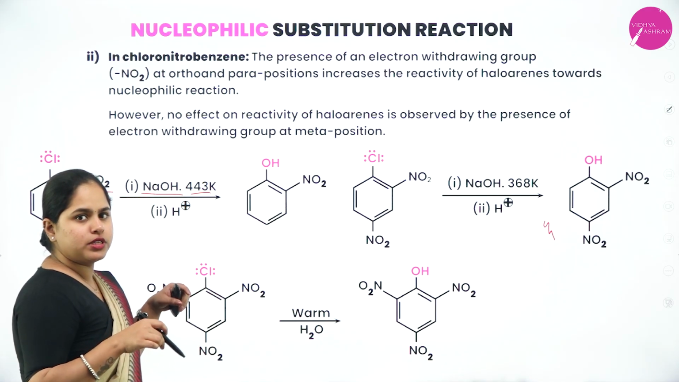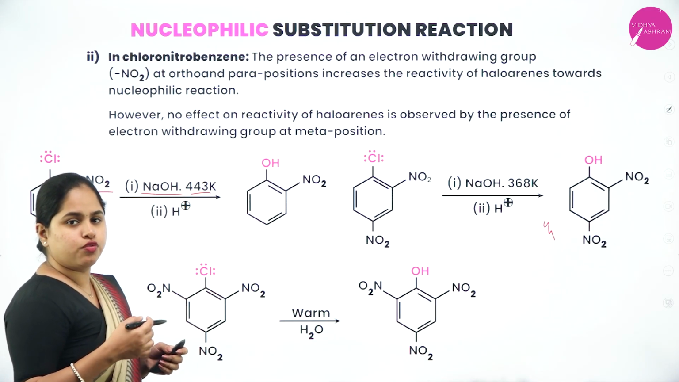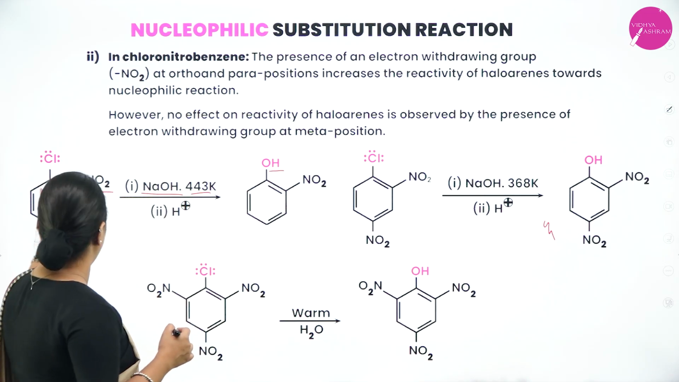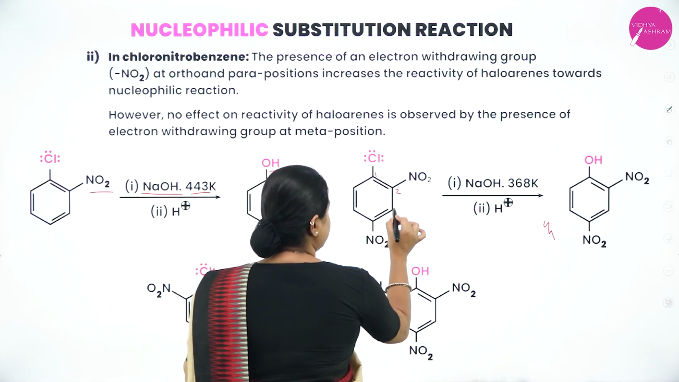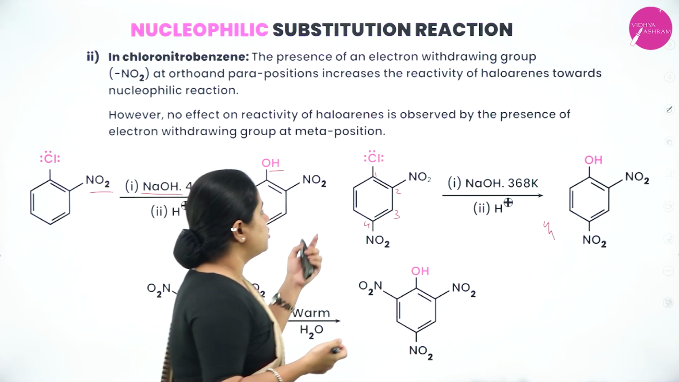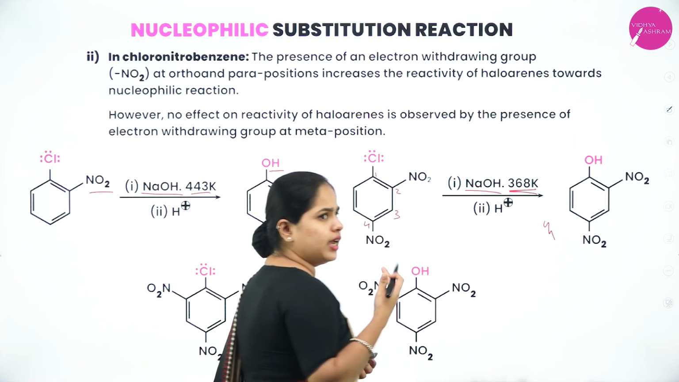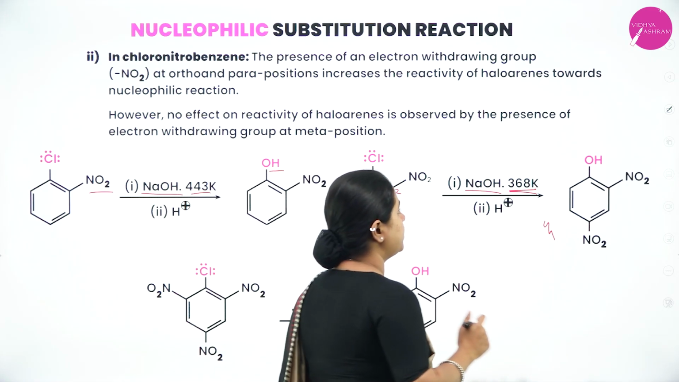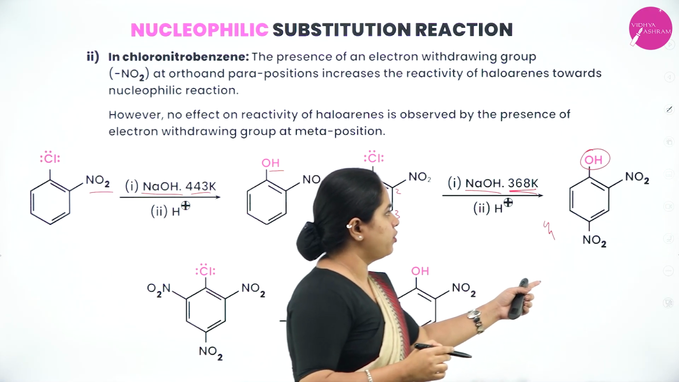So when one nitro group is added, what happens? The temperature has reduced to 443 Kelvin, and of course there will be no change to the nitro group, only the halogen will be replaced by the hydroxyl group. Now we are going to take 2,4-dinitrochlorobenzene. To this again we add sodium hydroxide at 368 Kelvin. Again the temperature has reduced when there are 2 nitro groups. Again the hydroxyl group will substitute in place of chlorine and you get the product.